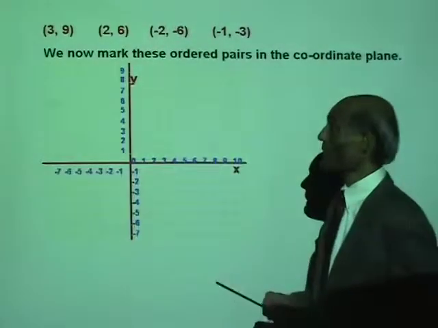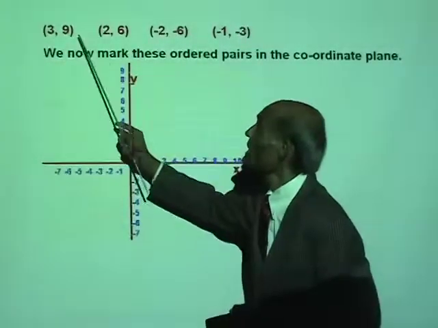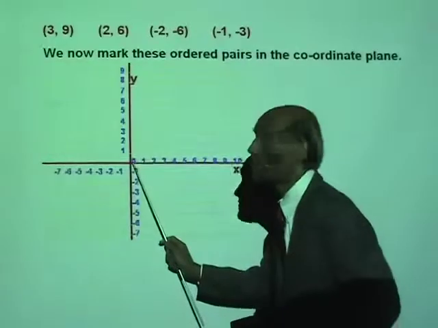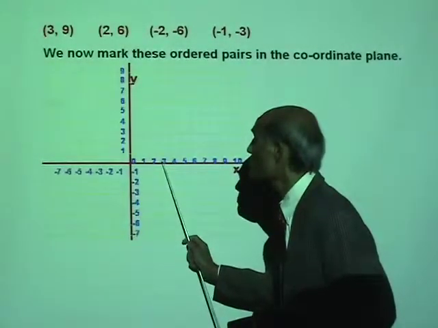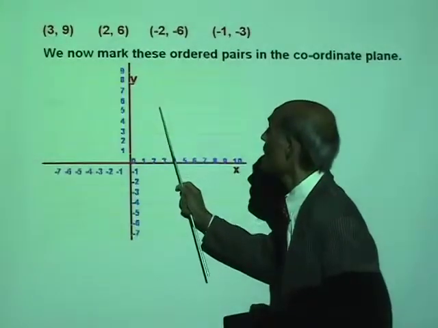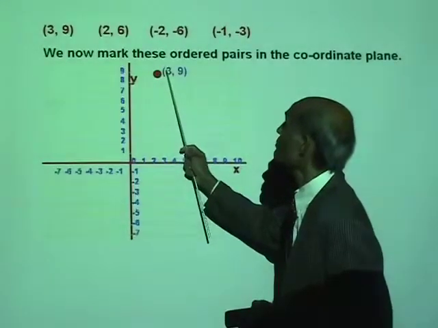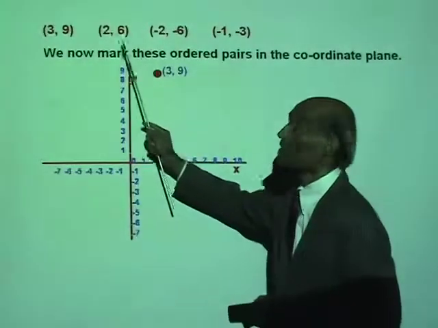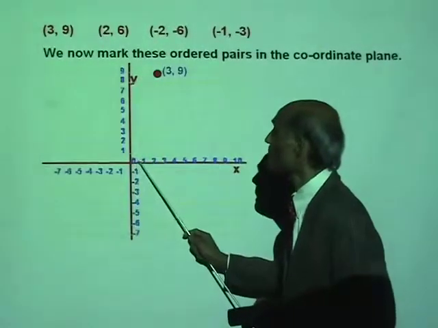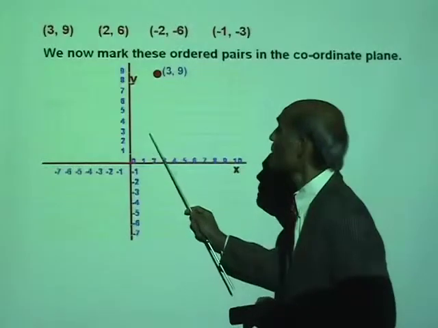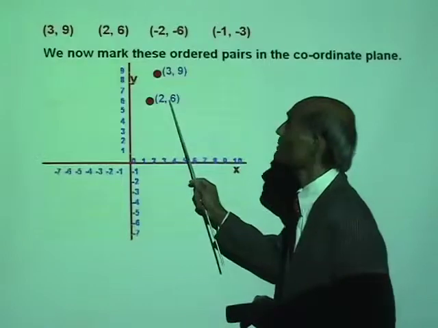Alright, this is the coordinate plane. Can you mark these ordered pairs? X equal to 3, y equal to 9. So watch me do that. X equal to 3, go 3 steps to the right. Y equal to 9, go up. There is the point, that is 3, 9. Our next point is 2, 6. X equal to 2, 1, 2. Y equal to 6 here. That is the point 2, 6.